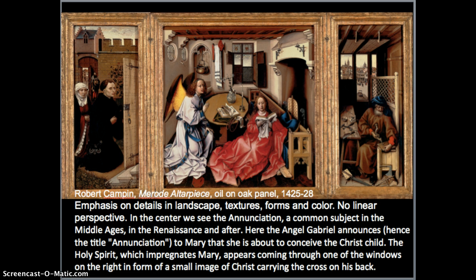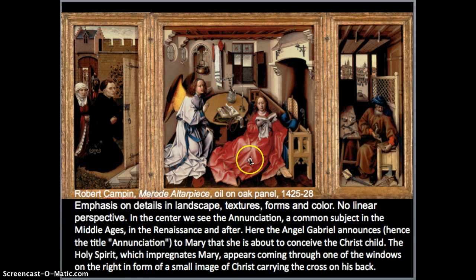The first piece we're going to look at is Robert Campin's Merode altarpiece, and it is oil on oak panel, and it is a triptych. So there are 3 panels, and it closes. This is how it looks open. So what do we see here? First, I hope you notice that there isn't linear perspective. Everything seems a little bit compressed, and there's a lot of foreshortening going on.